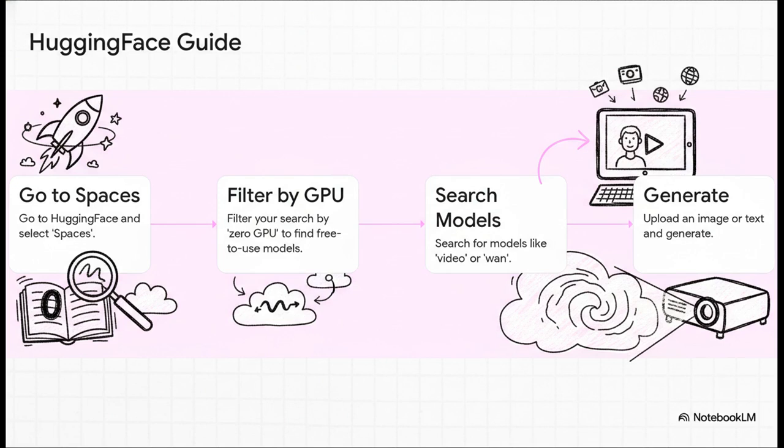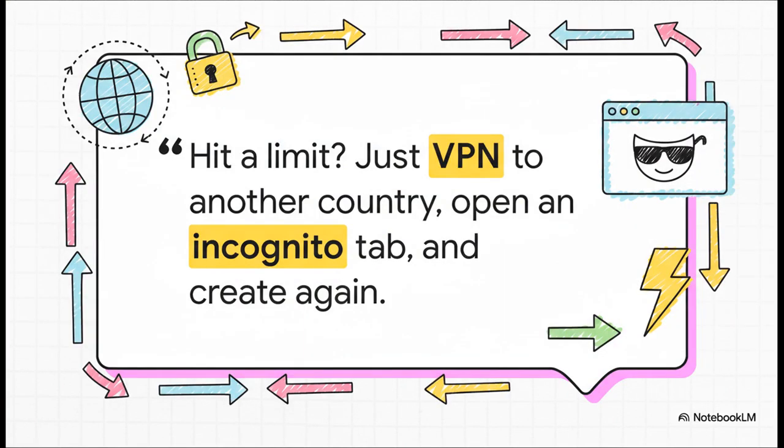You just go to Spaces, and here's the most important step. Filter your search by 0 GPU. That's just a techie way of saying, show me all the stuff that's completely free to use. It gets rid of anything that costs money and just shows you the models you can run for free right now. Then you can search for stuff like video or Qwen, and boom, you'll find tons of options you can use on the spot. Now this is where it gets really fun. For a lot of these free web tools, especially the ones you find on HuggingFace, if you ever do hit some kind of daily limit, there's a simple little trick. Just fire up a VPN, pick a different country, open a new incognito window in your browser, and just like that, your limits are usually reset.